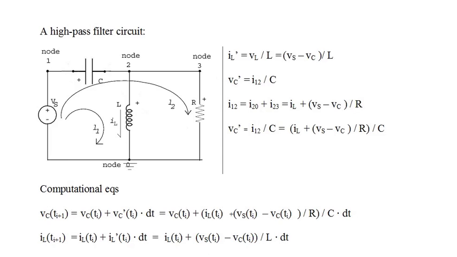So making these substitutions in the equation for the rate of change of capacitor voltage, we have the rate of change of capacitor voltage equals I12 divided by C, which equals the inductor current plus Vs minus Vc over R, all divided by C, and that's the differential equation model we need. From the differential equation model, we can write the computational equations as shown.